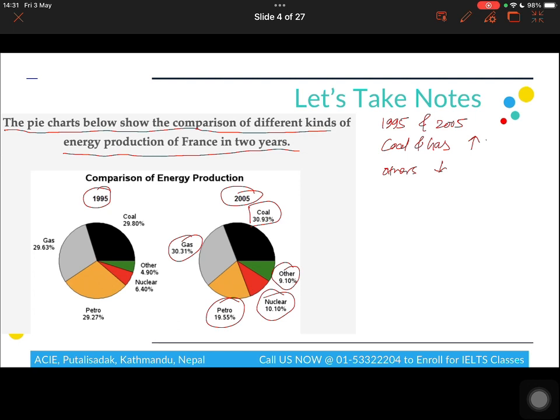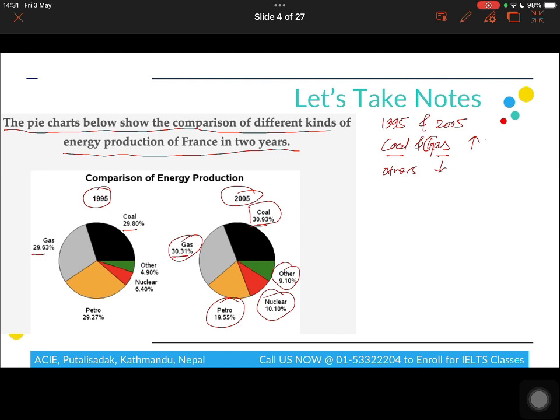Now, the reason I'm taking both coal and gas is because there's not much difference between the data points, right? 29.63 and 29.80, it's a very small percentage of difference, and hence approximately we can say that both of these sources of energy have produced almost the same amount of energy, right?